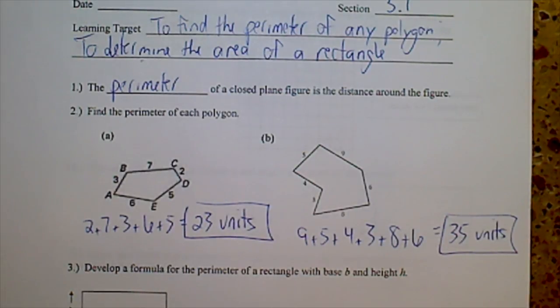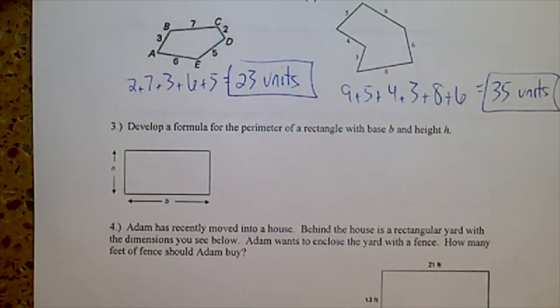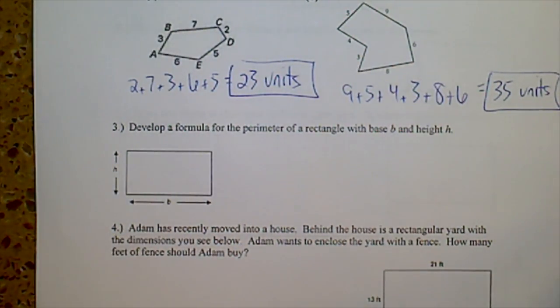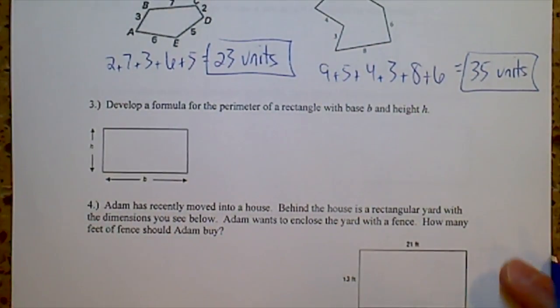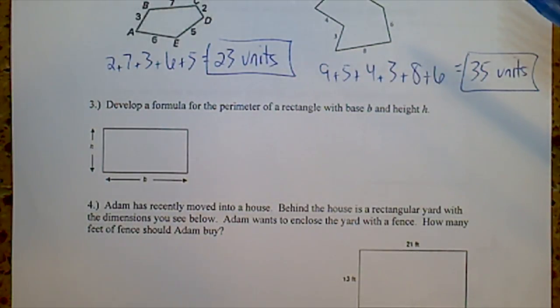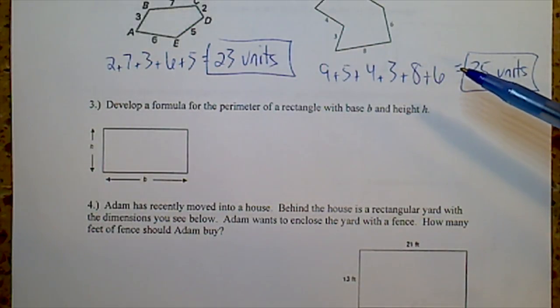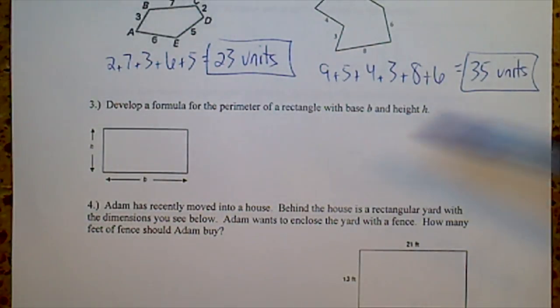All right, so let's focus on the rectangle for a second. That's the particular polygon we're going to concentrate on today. Can we come up with a formula for finding the perimeter of a rectangle using this idea of perimeter? When we used it on these polygons, we found the distance around the figure by adding up the length of each side.